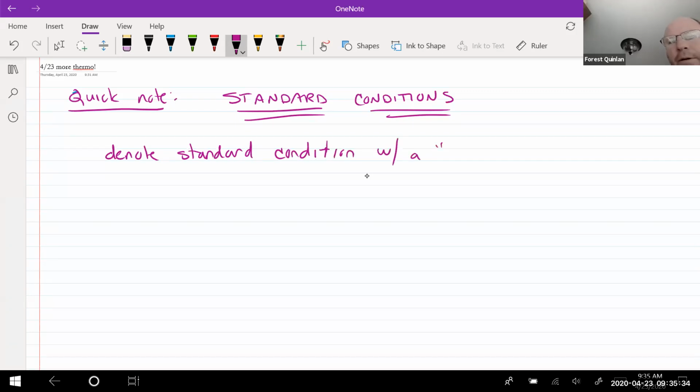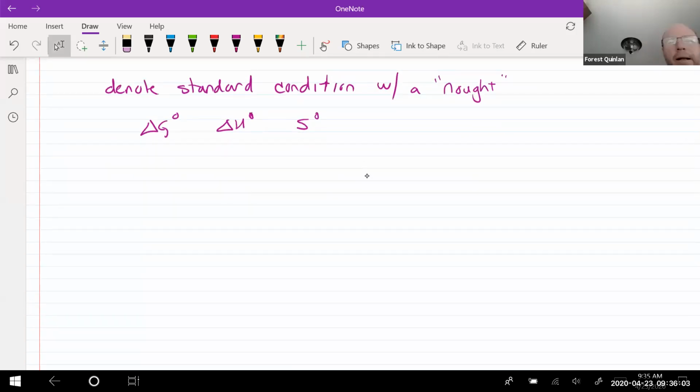with a superscript naught. That's not coming out very well. I think a naught is spelled like this, and it'll look something like this. Delta G naught, delta H naught, and S naught. Or delta S naught, but we'll talk about that in a minute.